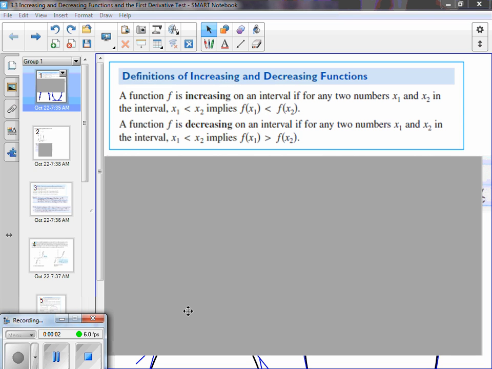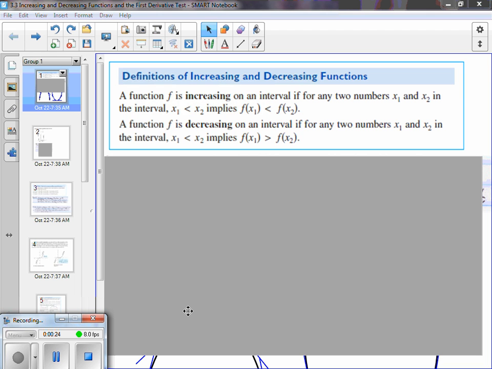Turn to page 179. We've got increasing and decreasing functions and the first derivative test. All right, so we need to understand what increasing and decreasing means. And it means what you think it means, okay?